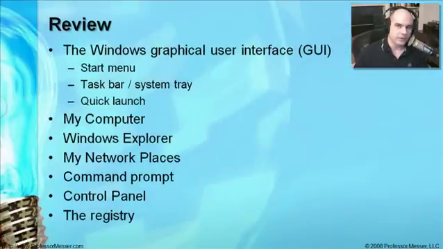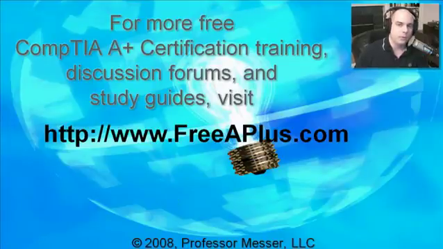Well, that was a very quick overview in a short period of time, but we went through quite a bit. We looked at the Windows graphical user interface itself and looked at our start menu and the different trays at the bottom and understood how to launch some of these capabilities. We went into My Computer and the Windows Explorer and My Network Places, which gave us insight into not only the computer that we were using, but the resources available to us across the network. And then we went into more of the A+ type functions at the command prompt, our control panel, and our registry.